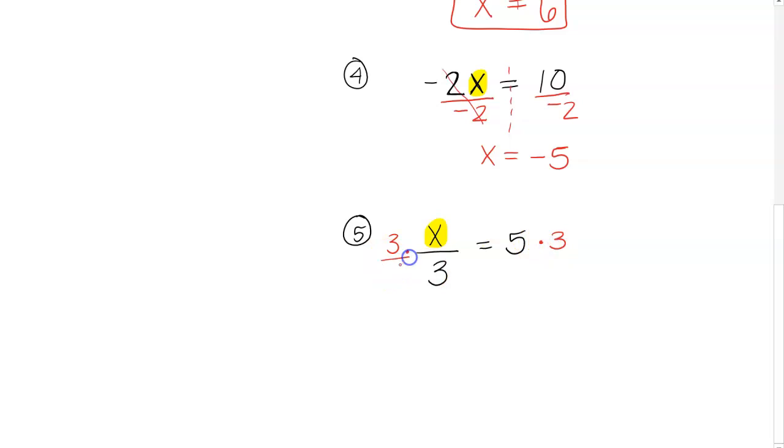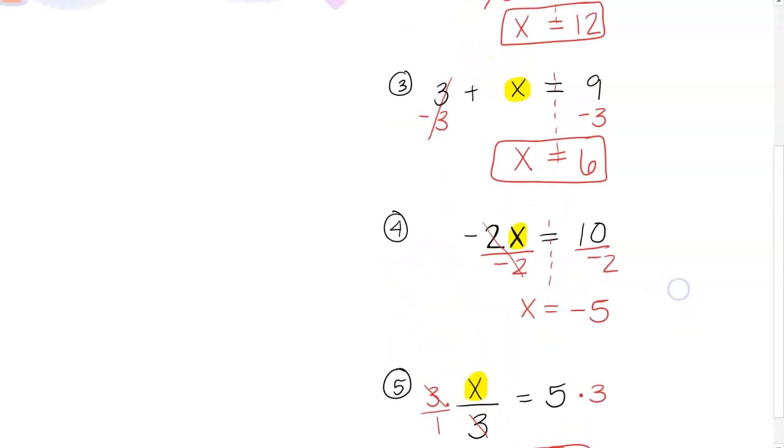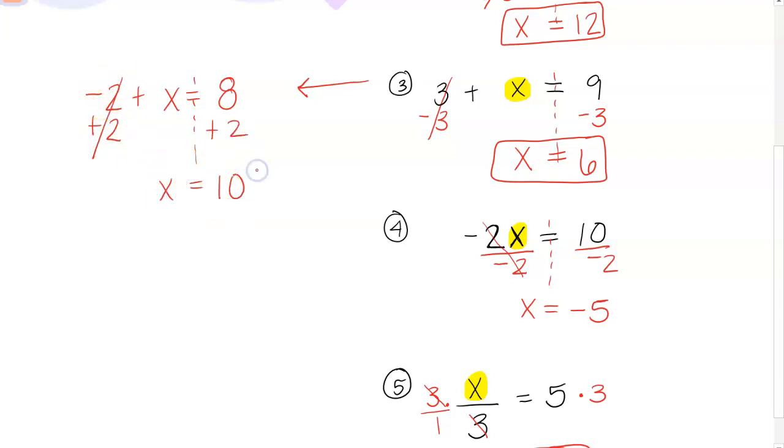The reason that these 3's are gone is because 3 divided by 3 would give us 1x, and on this side, 5 times 3 is 15. One other note I want to make, similar to example 3, is had the number in front been negative, we would have had the same procedure. It just would have been adding 2 to both sides to get the x by itself and get 10.